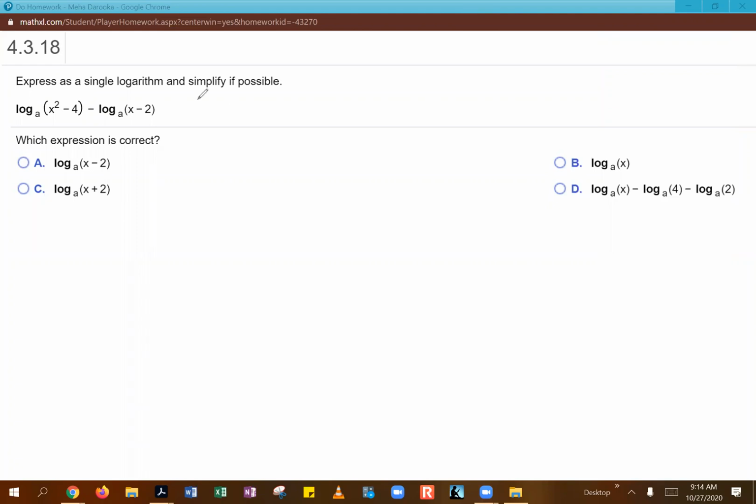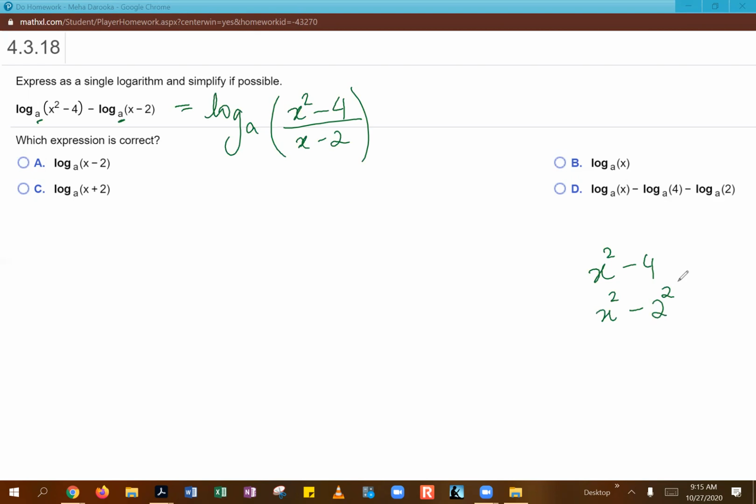Okay, let's take a look at this guy. So here, of course, again, we are using the quotient rule. Since both of them have base a, we can combine these. So your x squared minus 4 will go on the top, and the x minus 2 will go on the bottom. And again, since these are fractions, we do have to reduce our fractions. Now, x squared minus 4 is a difference of squares. So we can rewrite it as x squared minus 2 squared, and then you can use factoring on this, and it factors into x plus 2 and x minus 2.